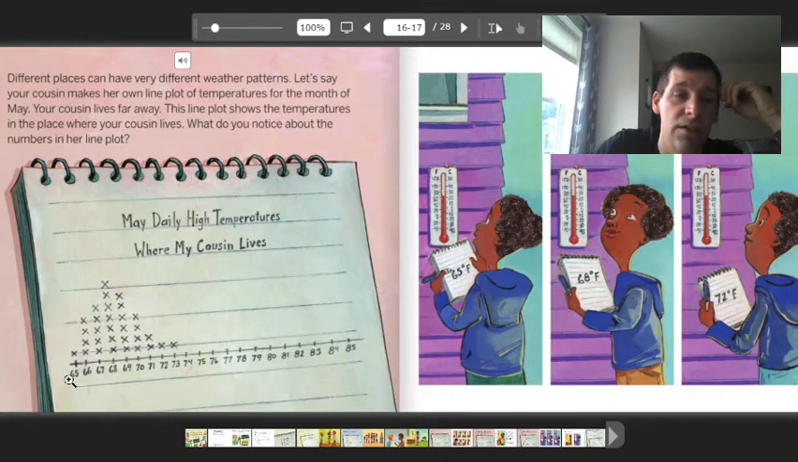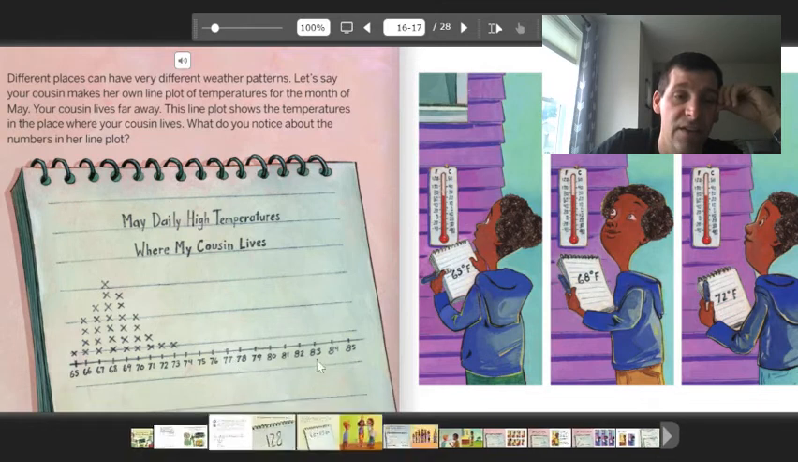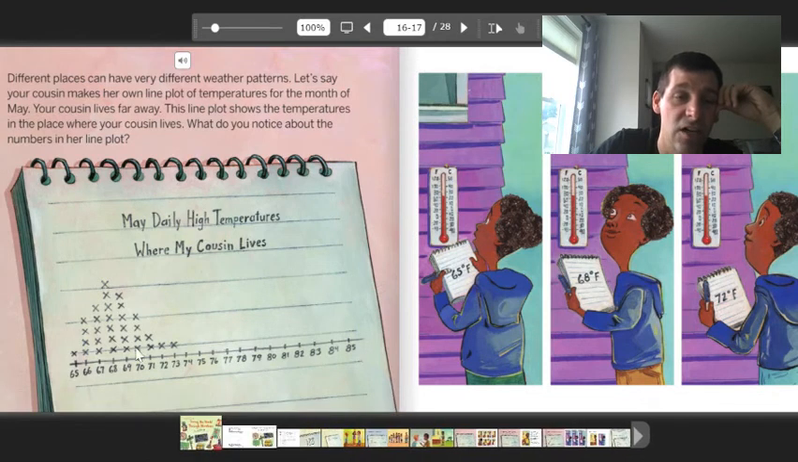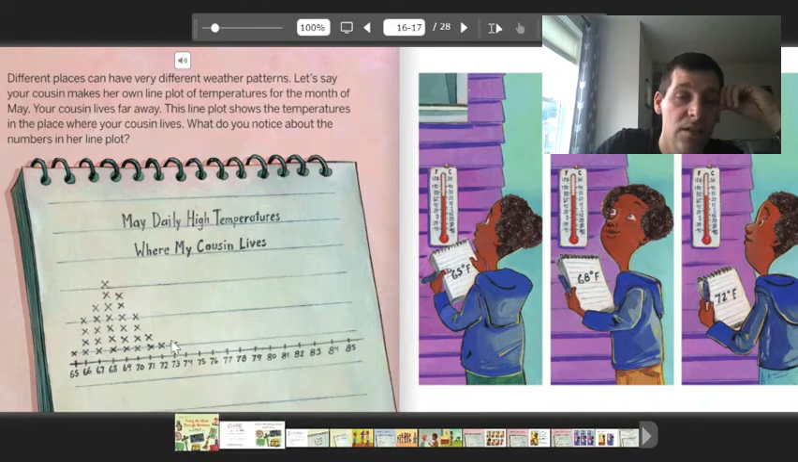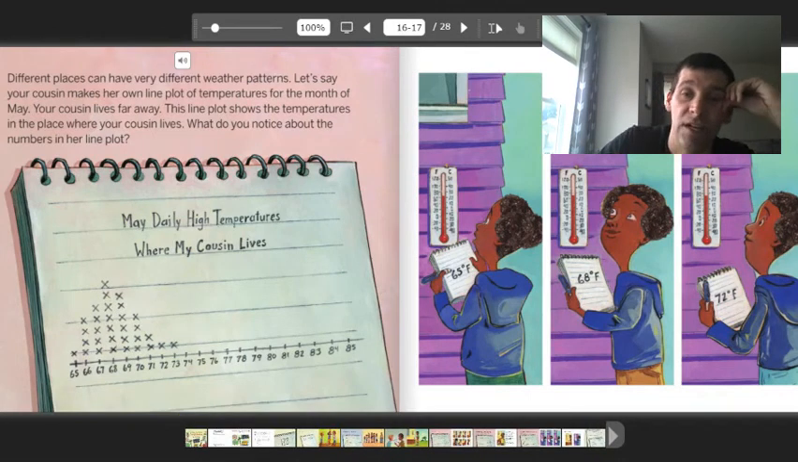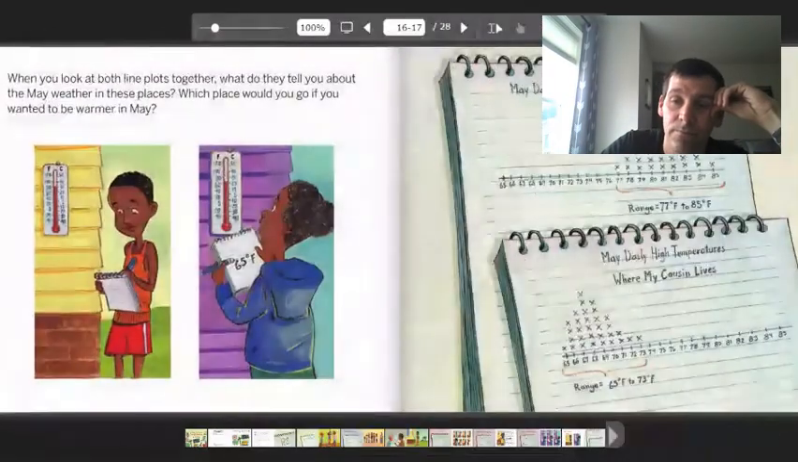You might notice in here that the range is from 65 to 73, so it's definitely not in that 77 to 85 range. It's on the other end of our line plot. Here, I'm finding that it's cooler than it is in my other one.